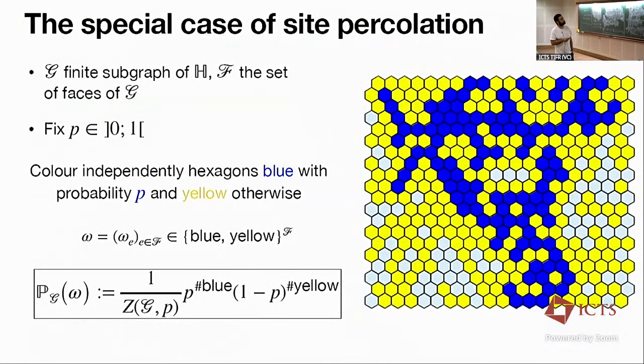I think the easiest way to present it is site percolation. I discussed bond percolation a lot, but I can also discuss site percolation on the hexagonal lattice, where I independently color the sites either blue or yellow, with probability p for blue and probability 1 minus p for yellow. And I still have the probability of a percolation configuration, which is this one. So really this is independent plus squares.